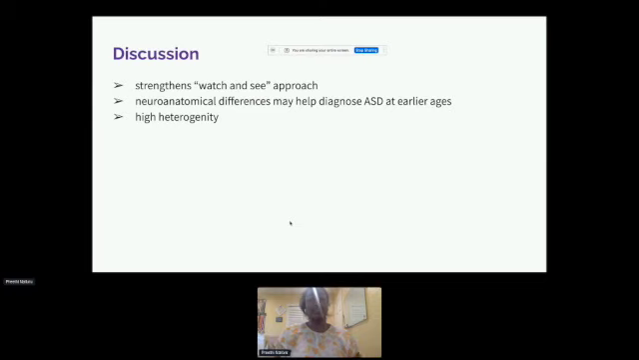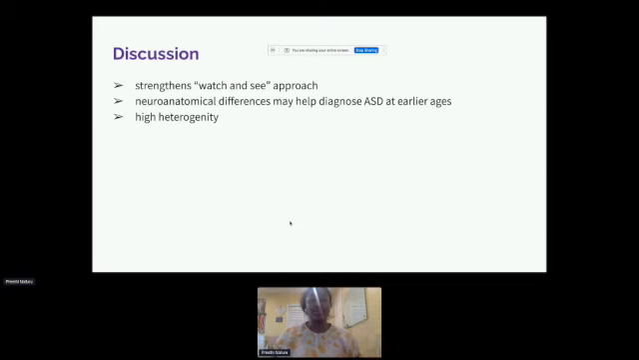Neuroanatomical differences may help diagnose ASD at earlier ages. Like I mentioned before, the average age of diagnosis is 4, while diagnosis can be considered reliable at about 2. Well, that's 2 years of a later diagnosis. Early diagnosis is important because it means early intervention. And ASD is non-curable, which means that early intervention can help better the symptoms for the child experiencing the disorder.